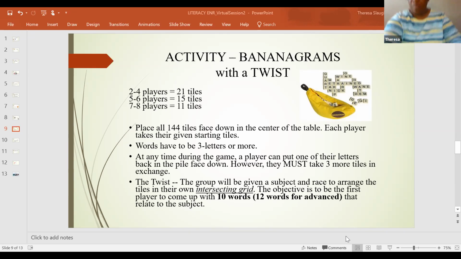I've done this before, but I'm not sure if you can see that. Probably not. So then I would take my letters and place them face down on the table in the center.